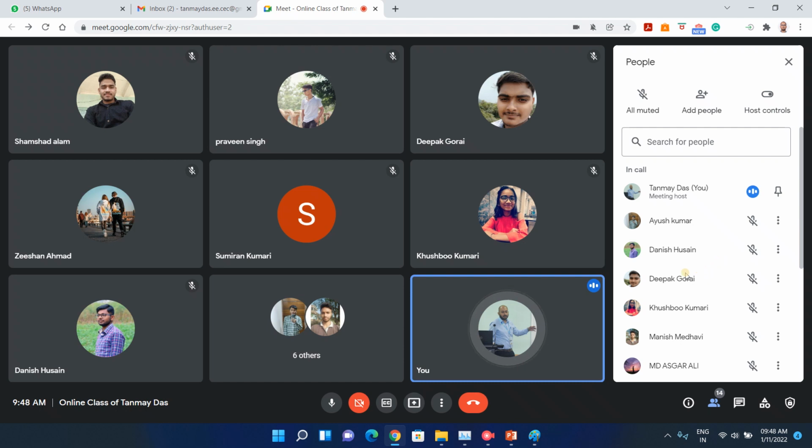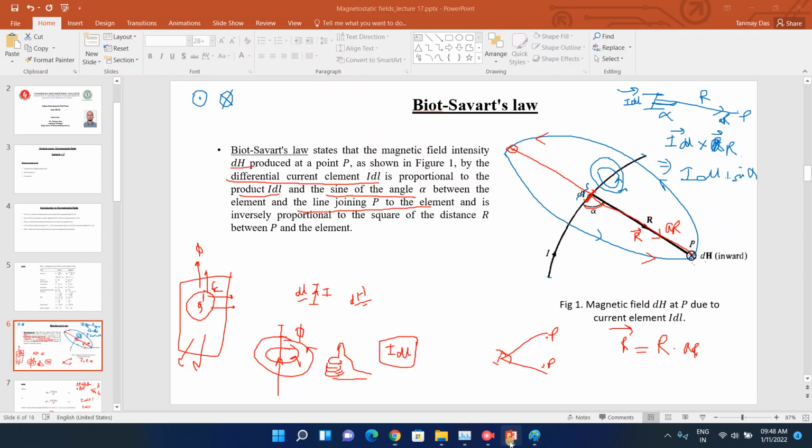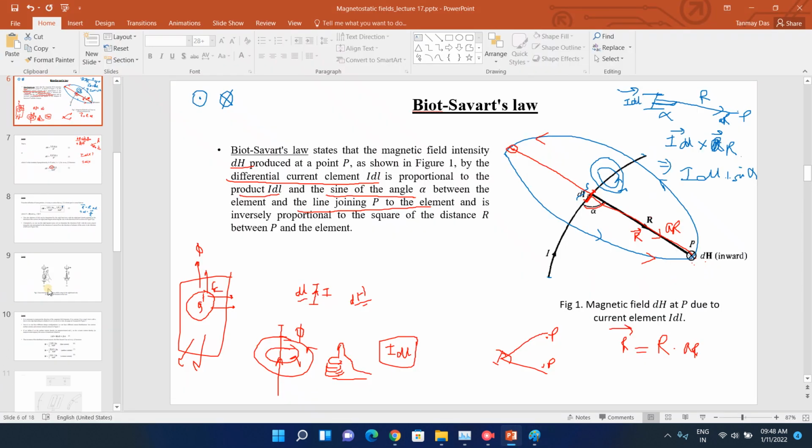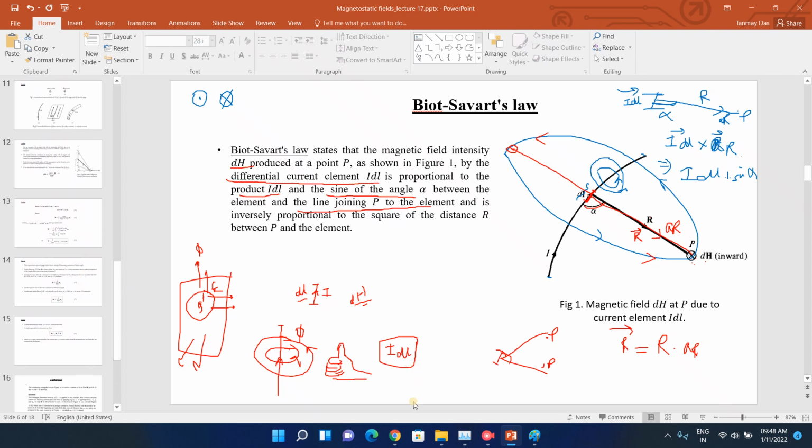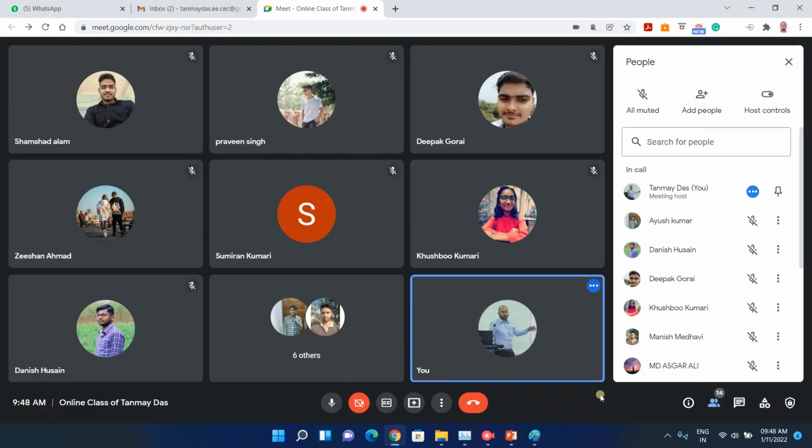Okay, so any further questions, so that I can end the class here. Okay, so we will continue the discussion regarding Biot-Savart's law and magnetic field in the next class.